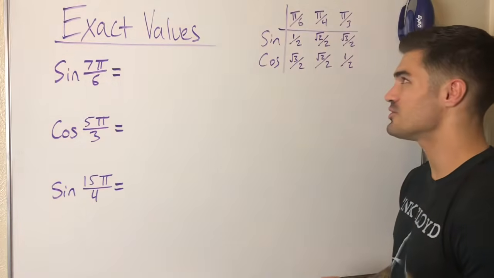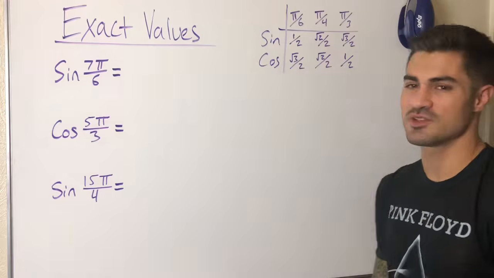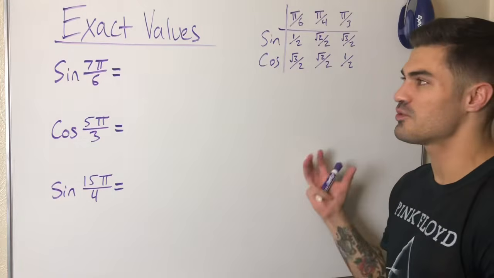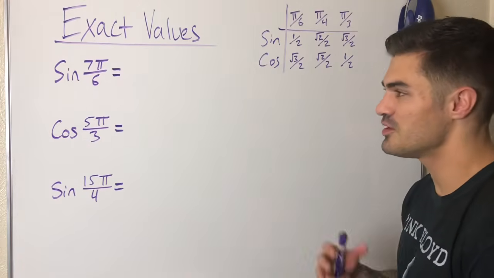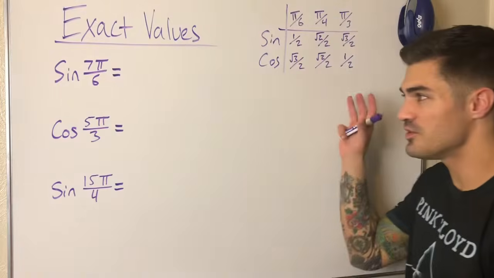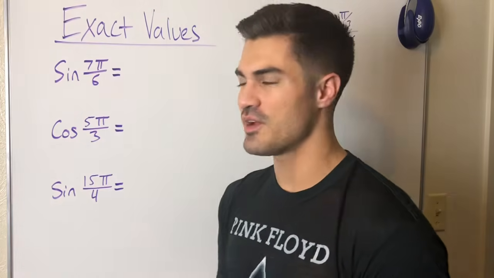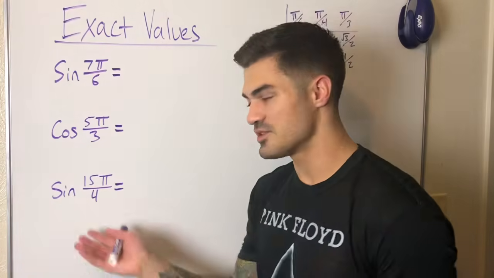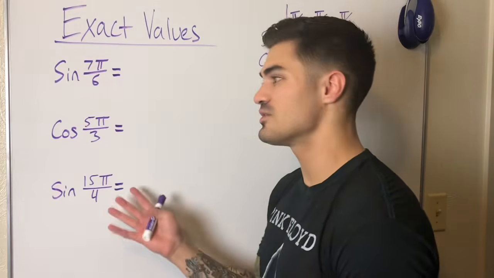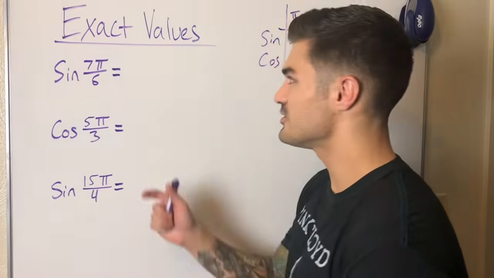In fact, all I usually memorize are these three angles for sine and cosine. This is basically the first quadrant of the unit circle. You don't need to memorize the whole unit circle. If you know these and you know how the quadrants work and how to find reference angles, you can find the values of pretty much any trig function at any angle. So let's go and get started.